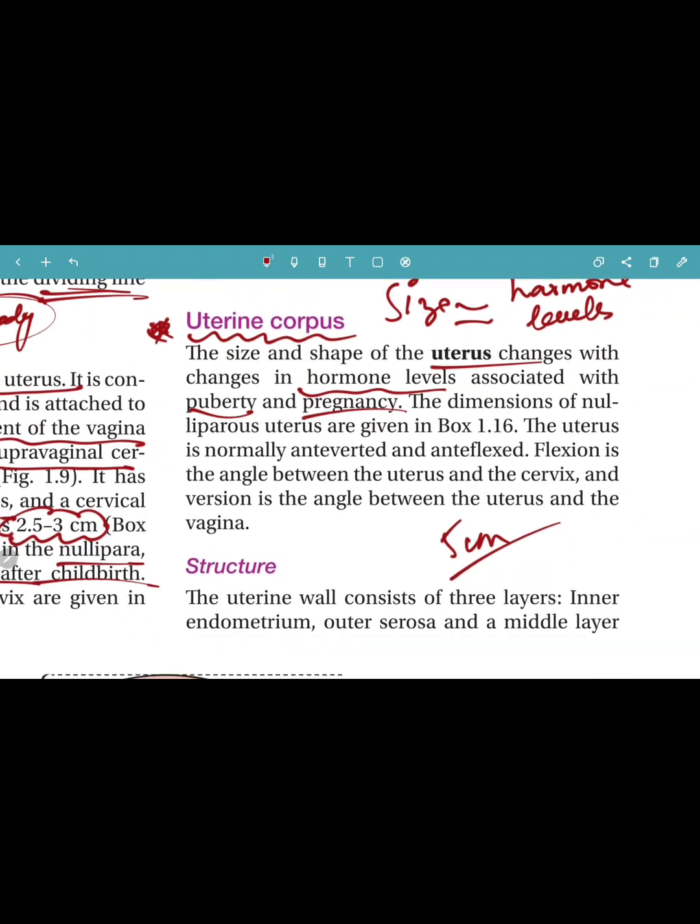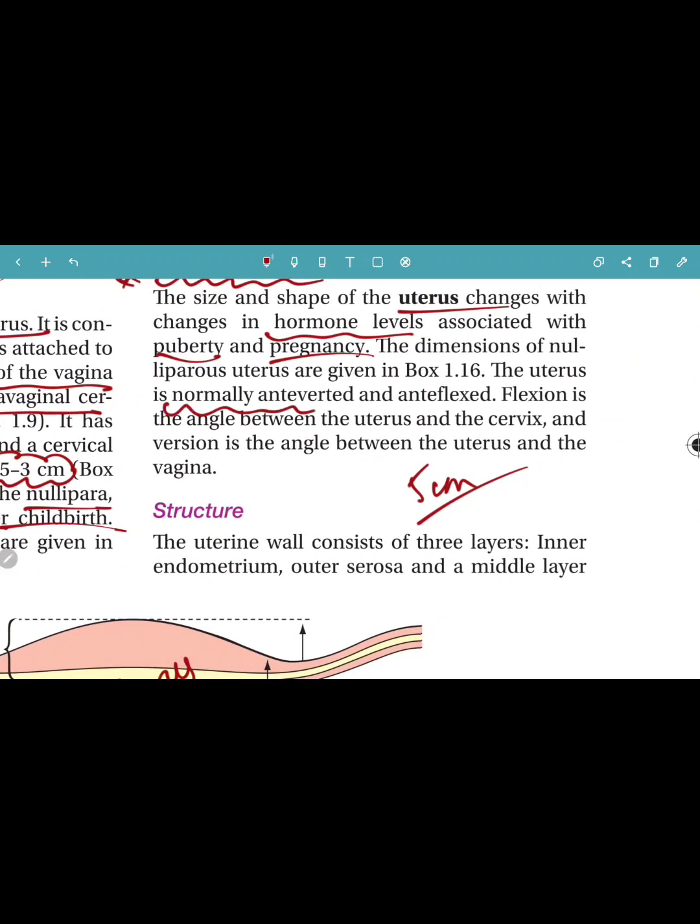The uterus is normally anteverted and anteflexed. We will be looking at the image. What is anteverted, and what is anteflexed? All this will be seen. So the normal uterus is anteverted and anteflexed.